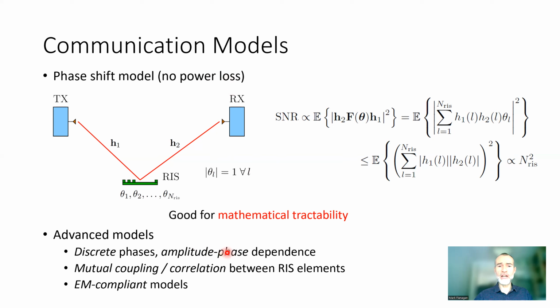But of course, this amplitude loss, or power loss, depends on the phase angle of the RIS, and that dependence can be incorporated into the model. You can also have mutual coupling or correlation between the RIS elements, which is also something we can model, up to fully electromagnetic compliant models. So while these advanced models will not be directly addressed in this talk, it is possible to generalize or extend the methods that I'm going to talk about today towards those models without too much difficulty.